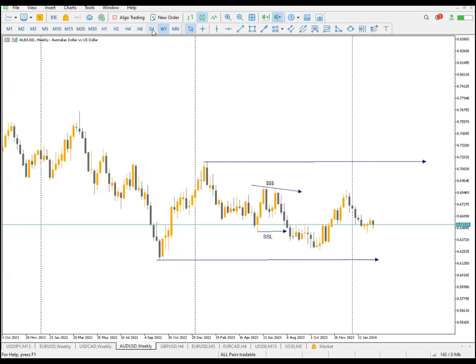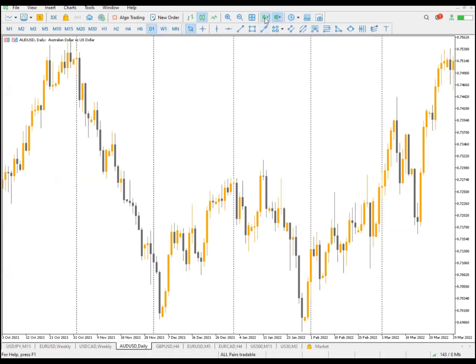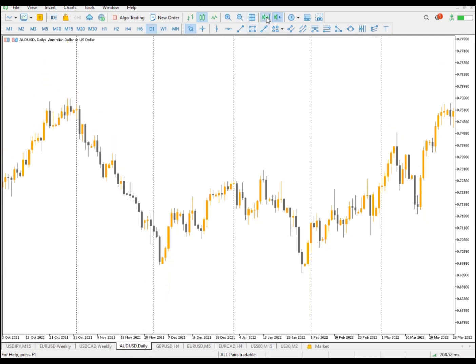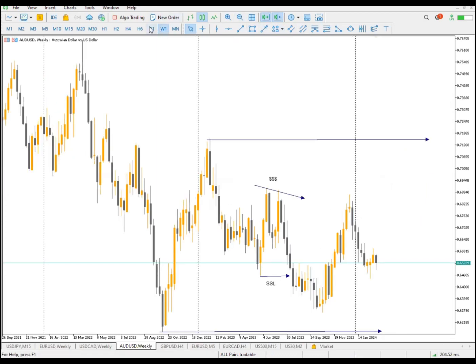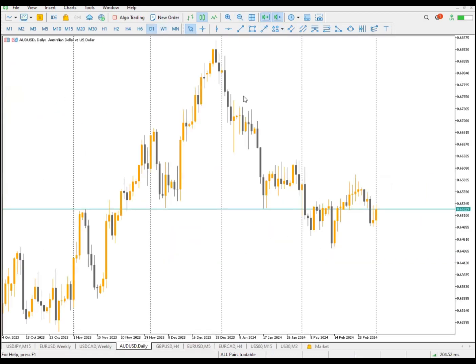So we'll move to the daily now, right? And as we move to the daily, okay, let's move to the daily. I don't know why this PC is doing this. Okay, let me just do this. It's dizzy all of a sudden.